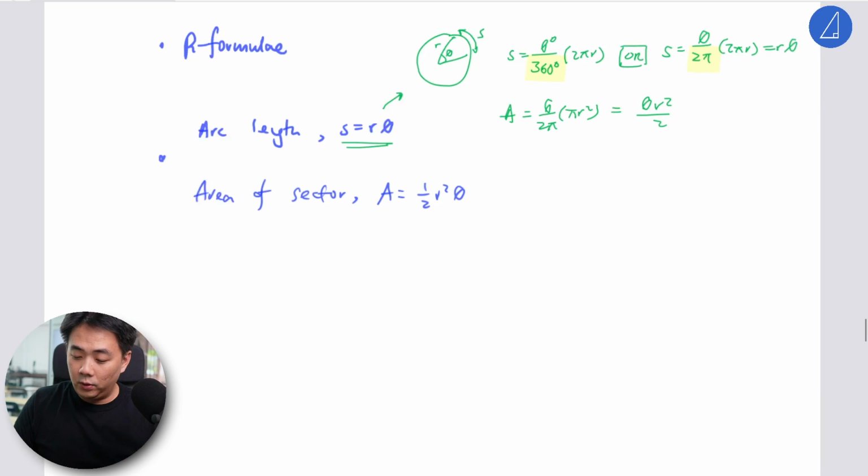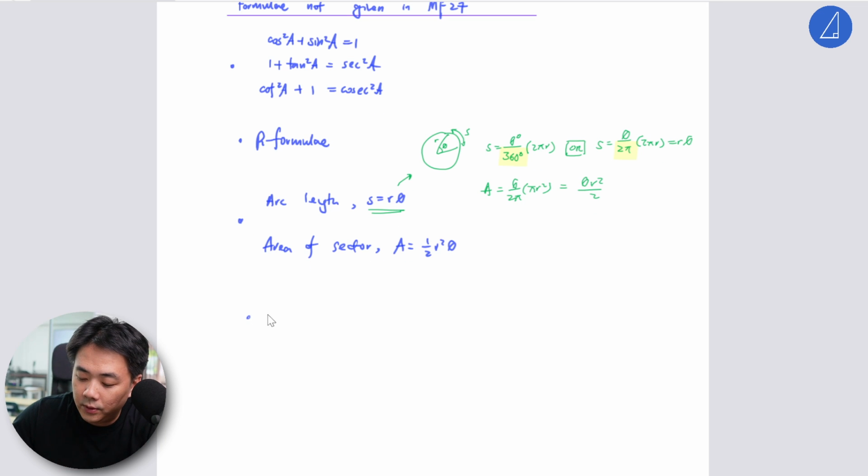Area of sector A equals half r squared theta. Okay. Also remember, cosine rule is not given in MF27. Cosine rule is basically a squared equals b squared plus c squared minus 2bc cos A.